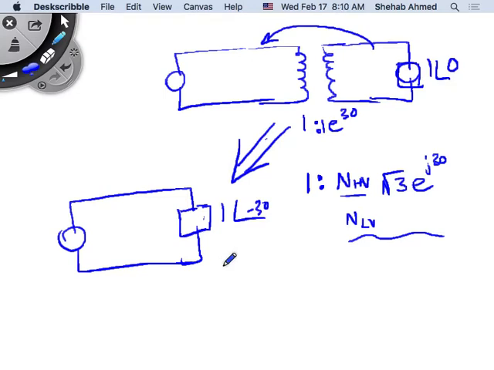That's the same thing with the current. You calculated the current here of I with an angle of, I don't know, minus 20. That's a lagging power factor load. So the current here into the load will also be I at minus 20 minus 30. And that's it. Really, it's nothing more than that.